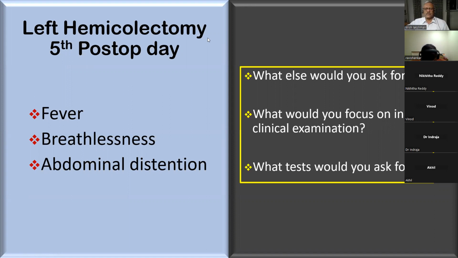Okay, give me a differential diagnosis. I'll be more direct in the way I ask you questions. It should really not be this kind of a direct question. So what is your differential diagnosis in this?